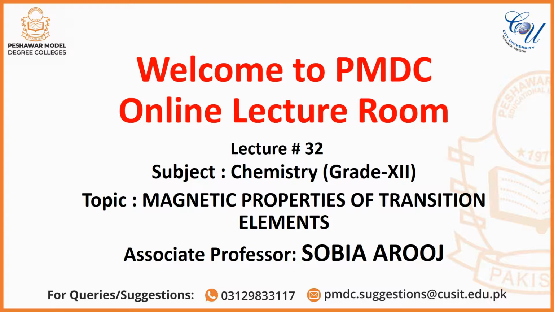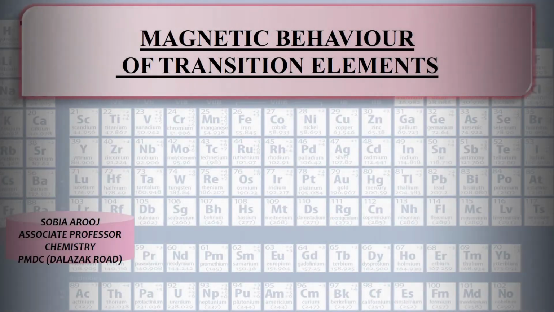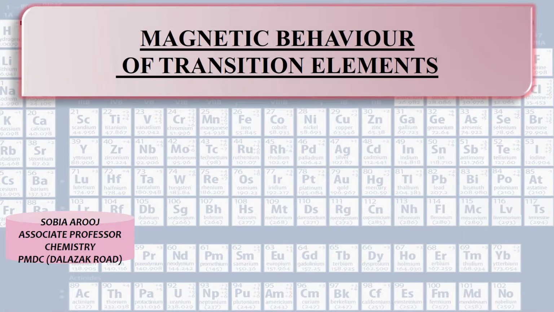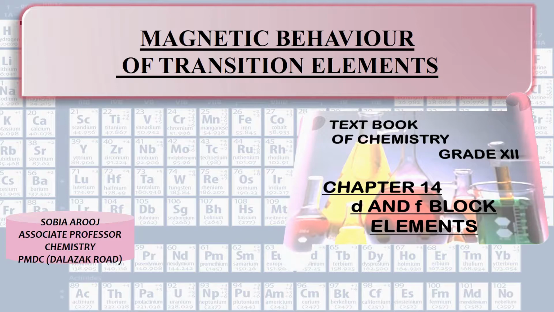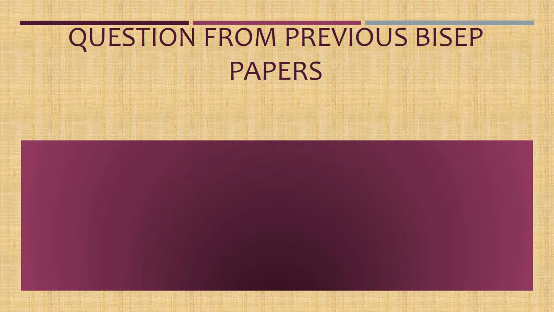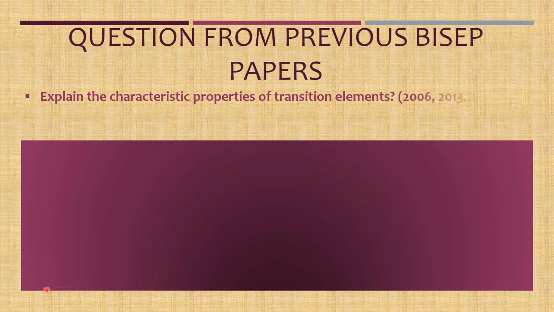Topic of this video lecture is magnetic behavior of transition elements, selected from textbook of chemistry for grade 12 chapter 14 D and F block elements. Questions from this topic are taken in previous BISE papers. For example, explain the characteristic properties of transition elements. This question was included in the BISE paper of 2006, 2013 and 2014.